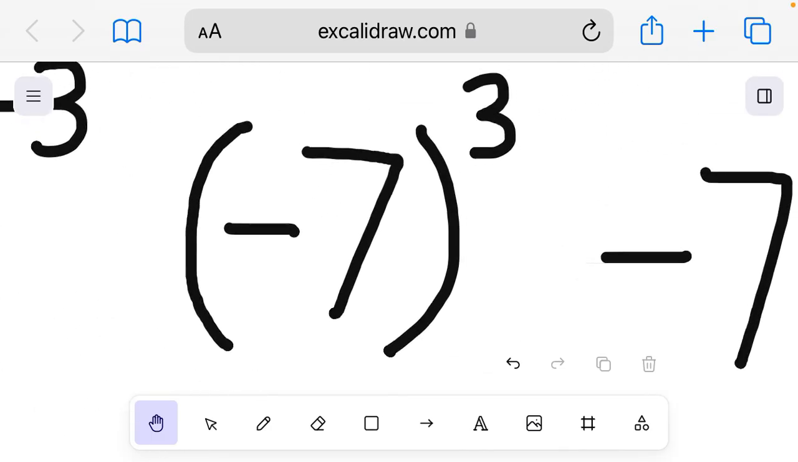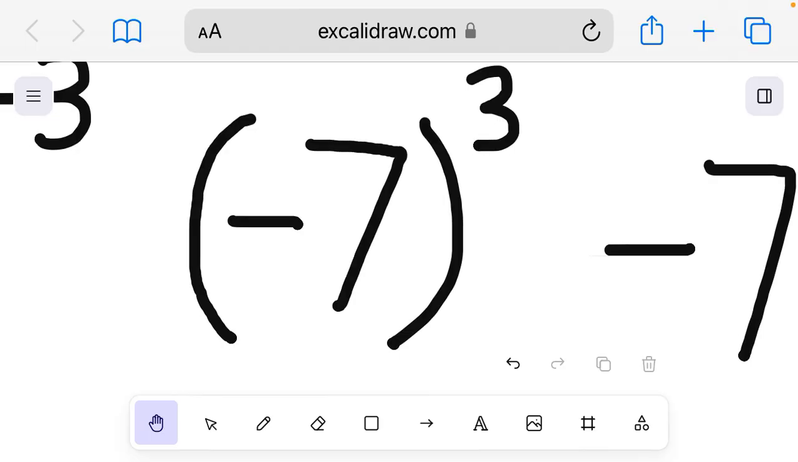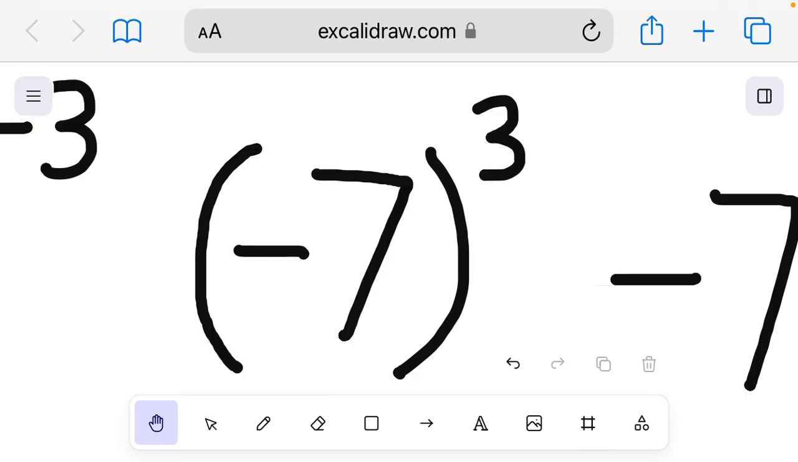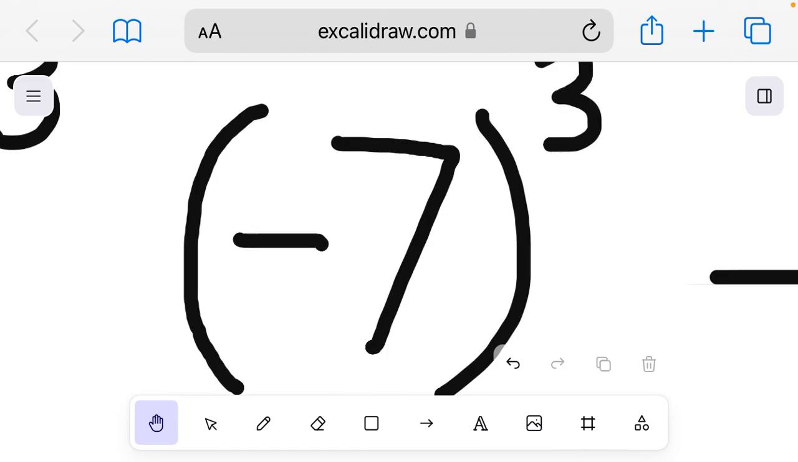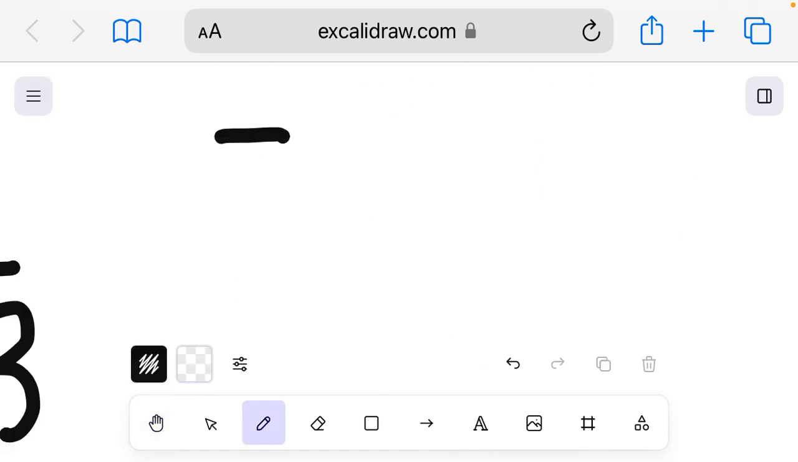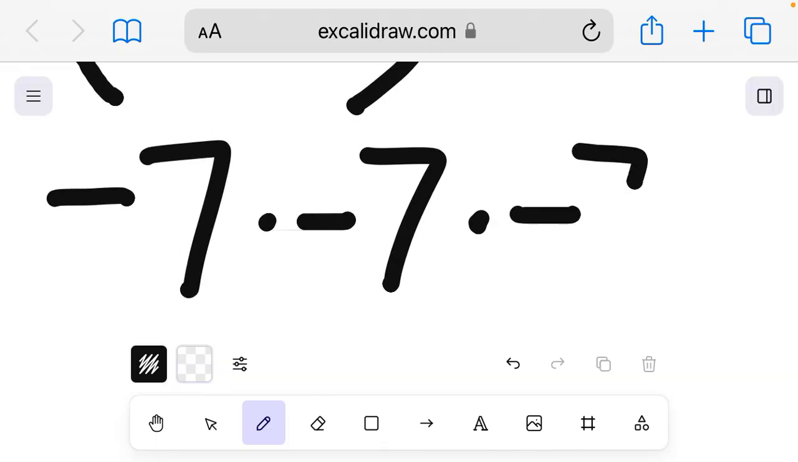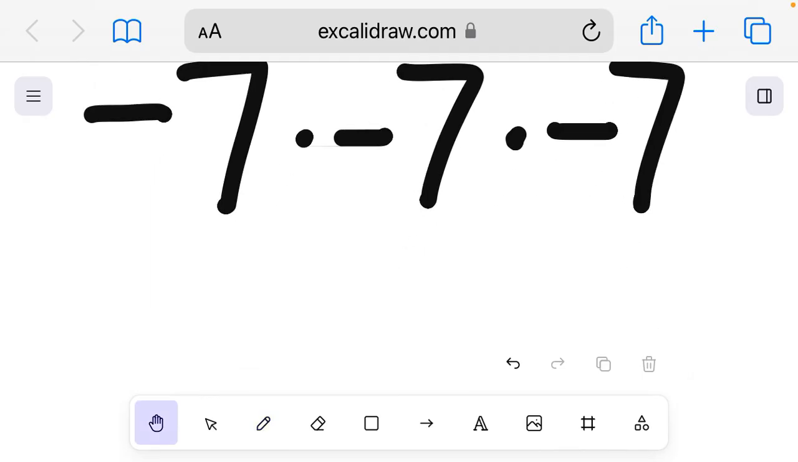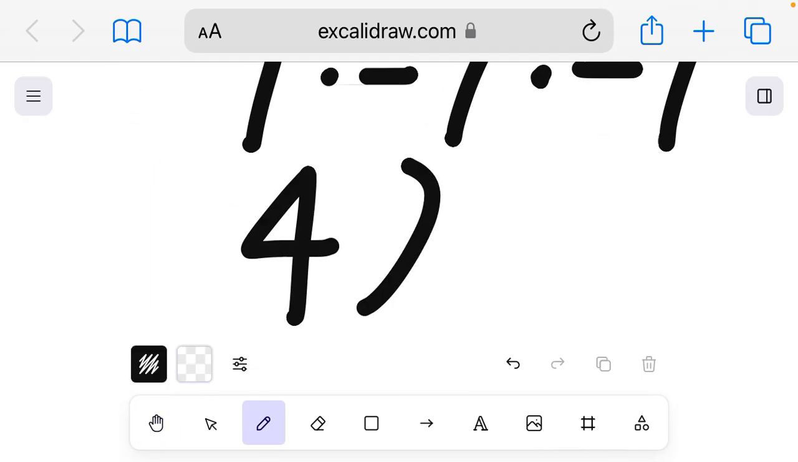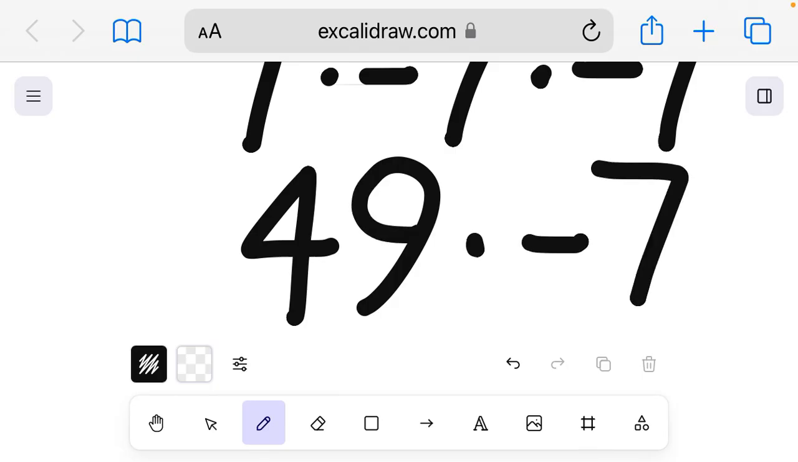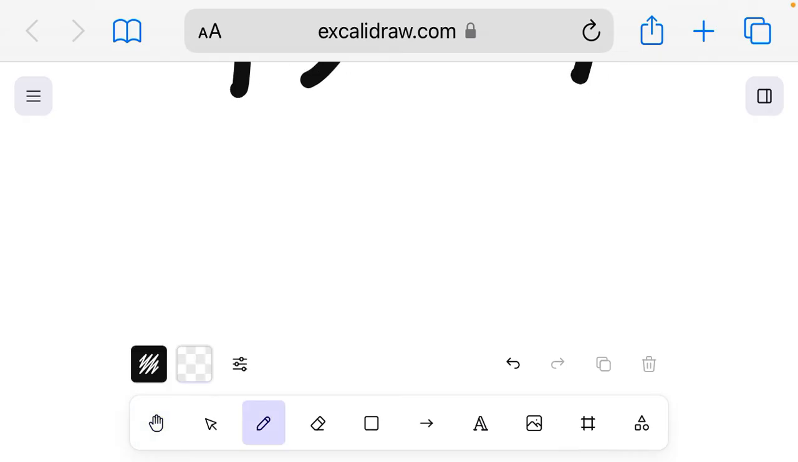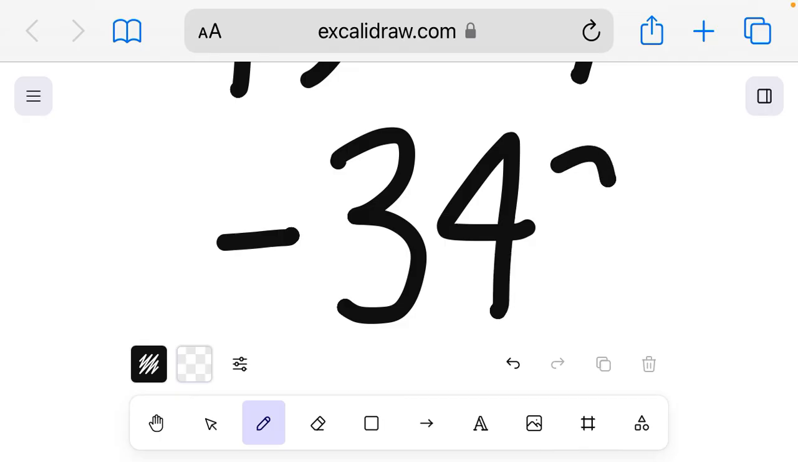But now we have the third problem of this set. We have negative 7 in parentheses, cubed. Remember, the parentheses lock the whole base in, so it's the whole negative 7. So we have negative 7 times negative 7 times negative 7. Negative 7 times negative 7 is positive 49. And then, what is a positive times a negative? It's a negative, so the answer is negative 343.